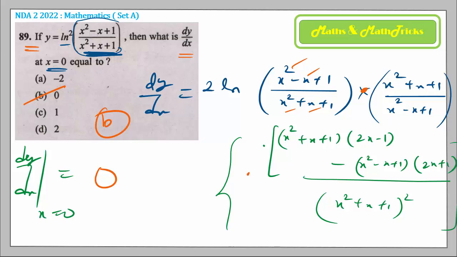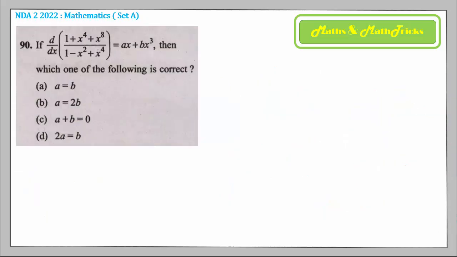Anyway, you would have directly analyzed it rather than sitting for simplification. You would have simply seen that you have to put x equal to 0. Coming on to the next question now, the 90th question. Here also you are asked the derivative of a u by v function equal to given, say, ax plus bx cube, then what should be a and b?